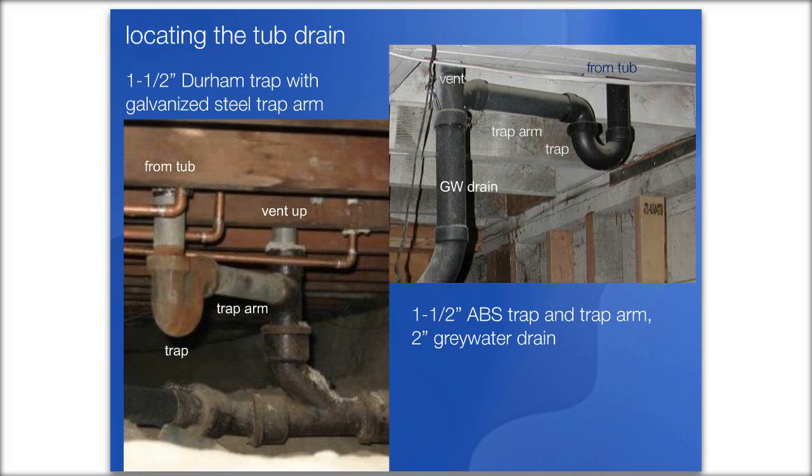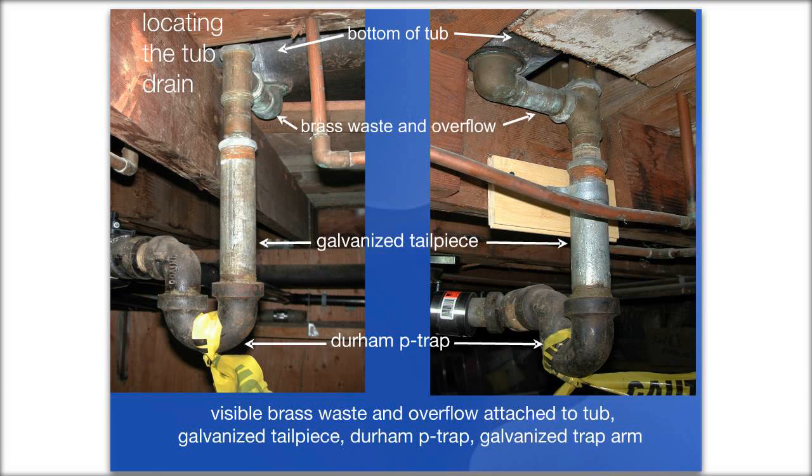And on the right-hand side is just an example of an ABS trap arm, an ABS trap going up to the tub. And the greywater drain is immediately below where the trap arm connects into the riser. We'll talk more about these things later.